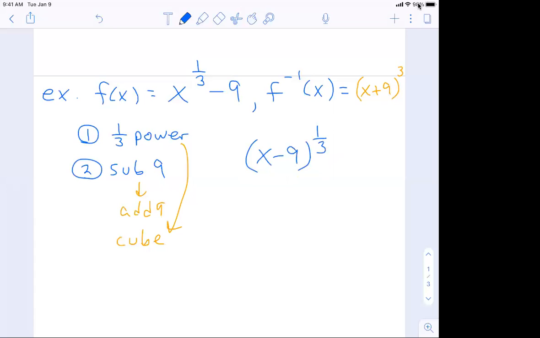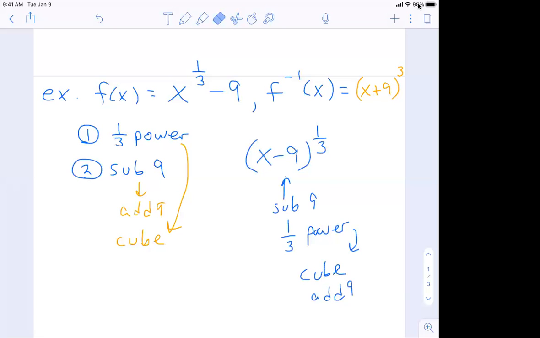when you plug a number in, the first thing you would do is subtract 9 and then take it to the 1/3 power. So to undo that, you have to undo it in reverse order. So we first would cube and then add 9. So it would change the order in that case.